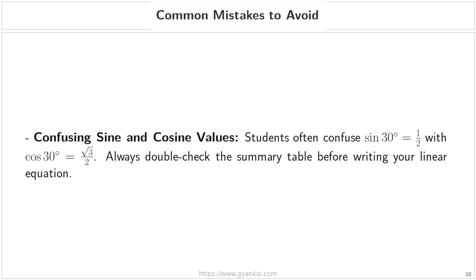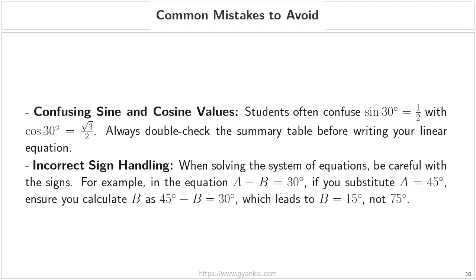It is a very common mistake to see 1/2 and accidentally think of sine 30 degrees instead of cosine 60 degrees, or to confuse sine 30 degrees, which is 1/2, with cosine 30 degrees, which is the square root of 3 over 2. To avoid this, I highly recommend that you always double-check your trigonometric summary table before you write down your linear equations.